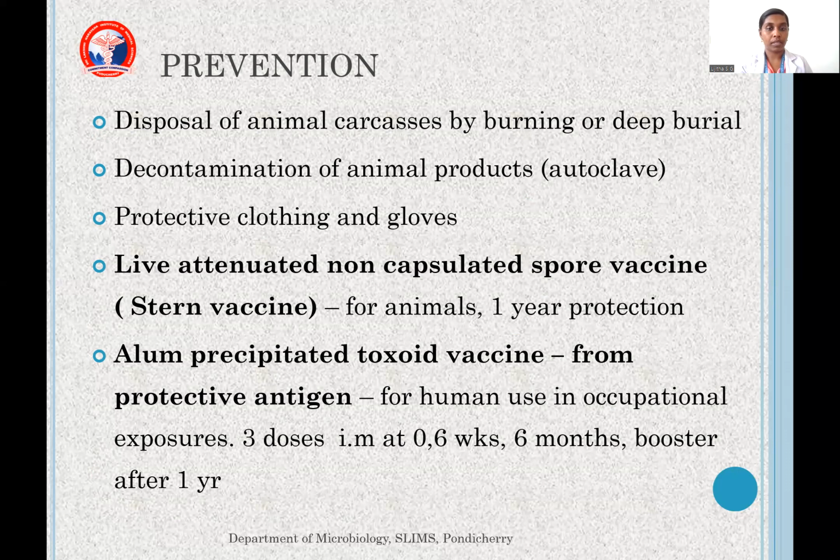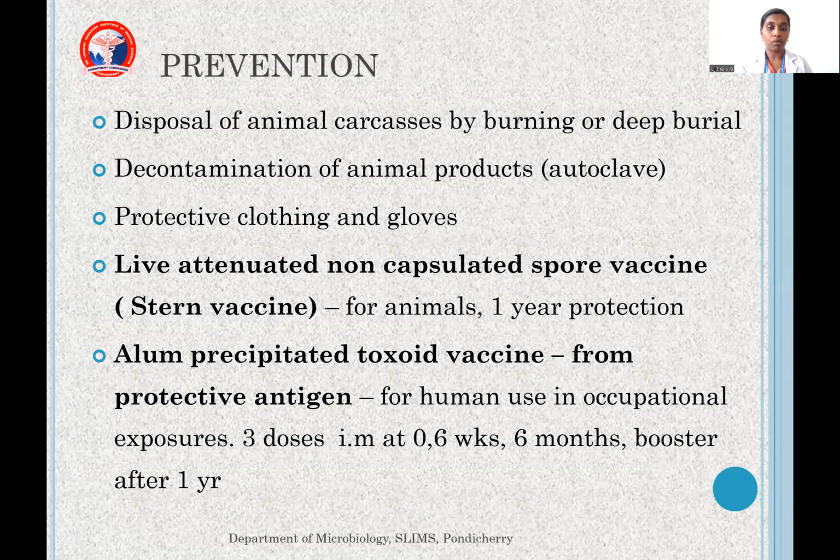And there are two vaccines. One is for animals. It is called the Stern vaccine. It is a live attenuated, non-capsulated vaccine. It is a spore vaccine. The component that we use for production of the vaccine is the spore of the organism. So this is not given for humans. It is given for animals. It gives 1 year protection.